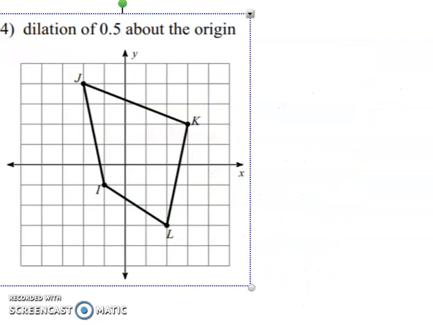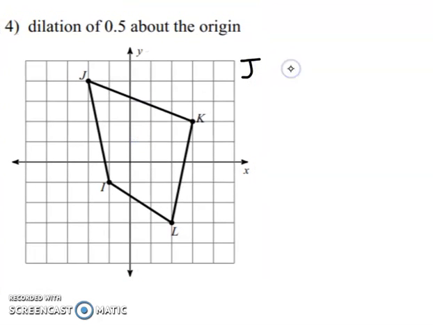Let's keep it going. A dilation of 0.5 about the origin. All right, so it's going to be the same exact thing as we just did, except now we're multiplying each x and y by 0.5, or taking half of it. All right, so let's start with J. J is -2, comma 4.